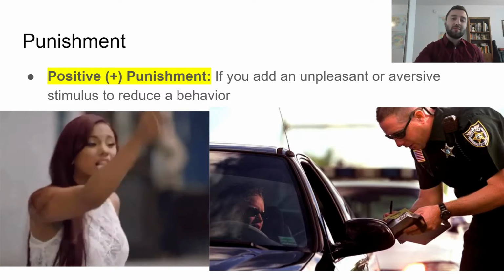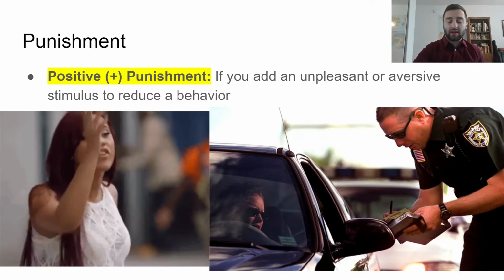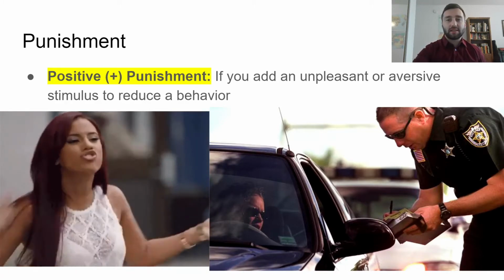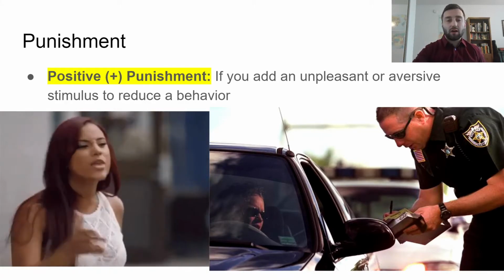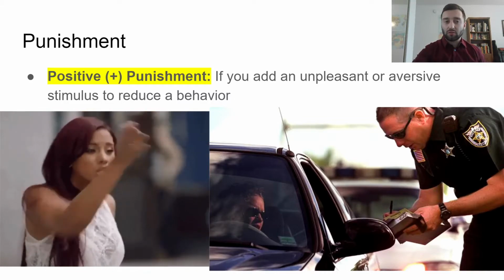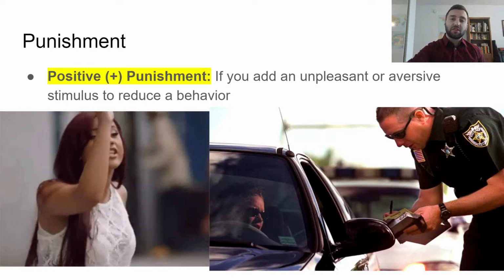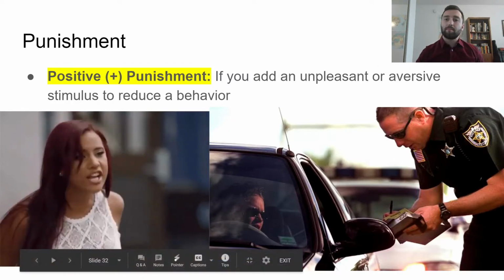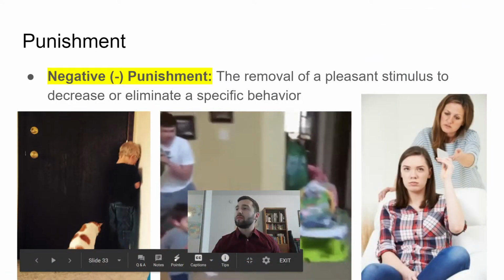We are adding something that is unpleasant, something that you don't like, and it's going to make you less likely to do it. If you do something and your mom yells at you, and then you do it again and your mom yells at you again and again and again, eventually you're probably going to stop doing it just so you don't get yelled at. Okay? Our next example, I'm going to move myself really quick.